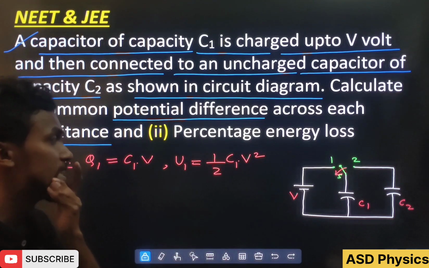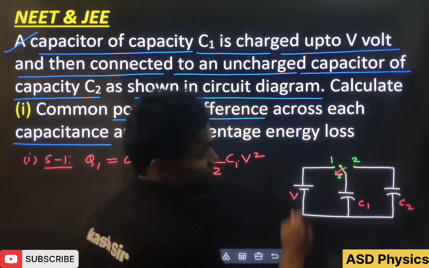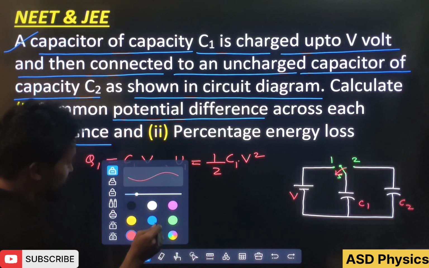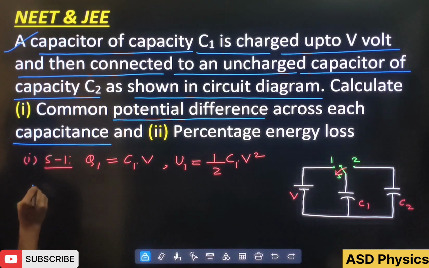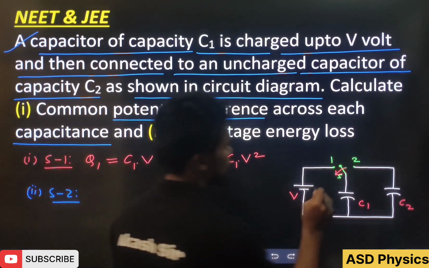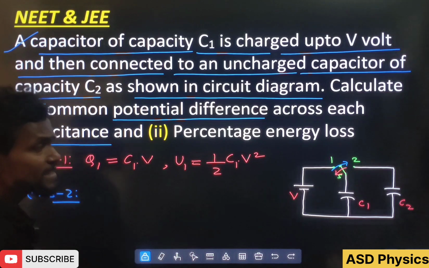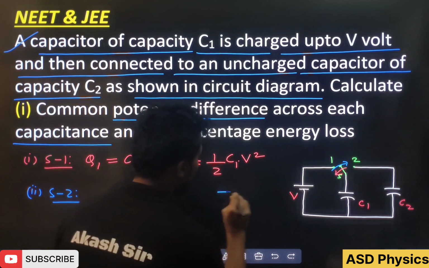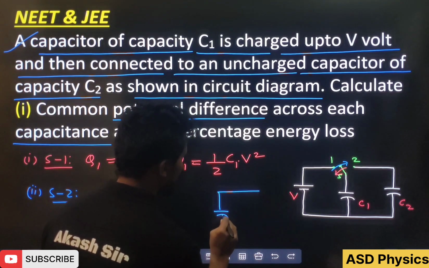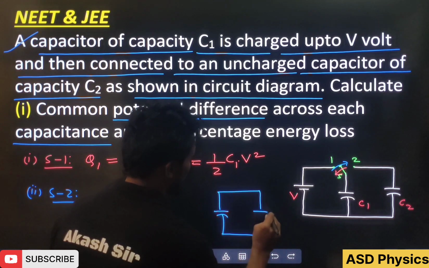When S came in contact with 1. Okay. After that, what will happen here? Students, see the second one. Now, when S will come in contact with 2, what will happen here? This kind of situation will form here. Okay, see, like this.